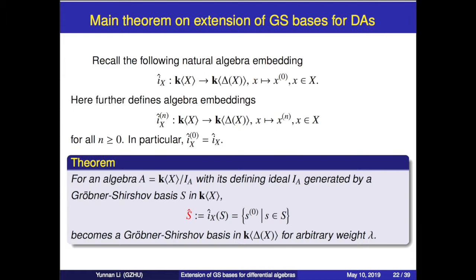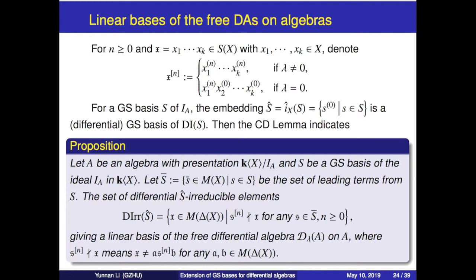Then, using the C-dilemma, we can provide a linear basis of the free differential algebras over algebras. But first, let me give a notation, x_n square bracket. This just describes the leading term of a differential word, d^n x. In fact, just this one.